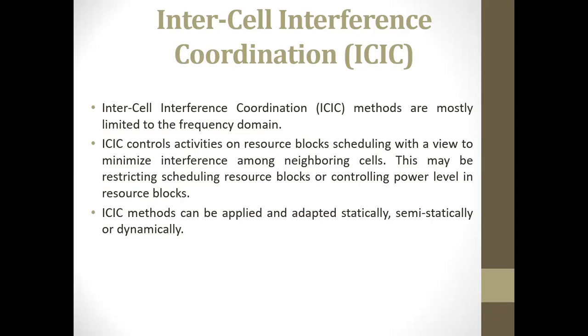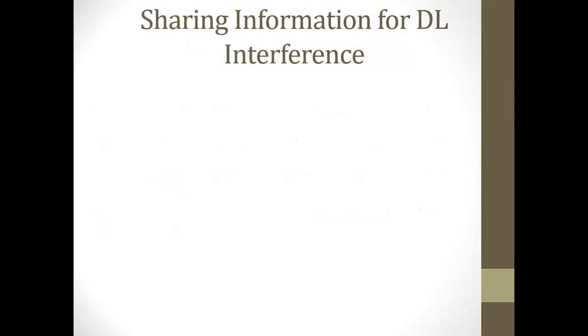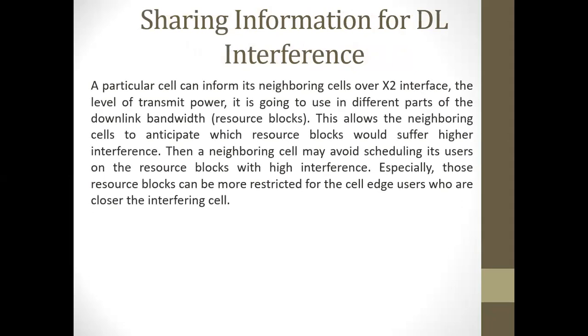Some techniques you can change once in a while, some more frequently, some in every subframe, where you monitor and update whatever you are using for your ICIC. Now, information sharing. For information sharing, we have two kinds. First, sharing for downlink interference. In this case, a cell informs its neighbor cells.